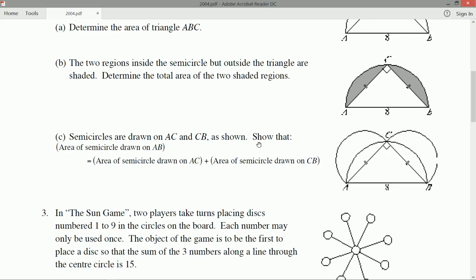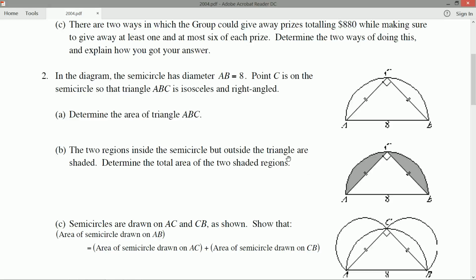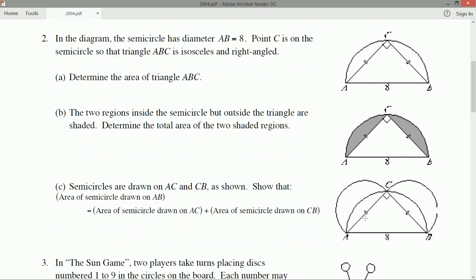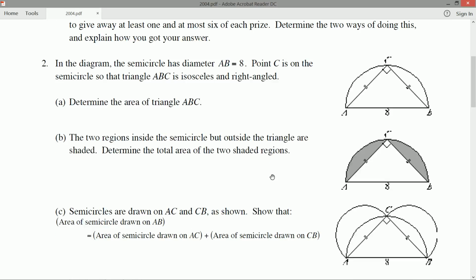In the C part, the semicircles are drawn on AC and AB as shown. There's a little gap over there, but show that the area of the semicircle drawn on AB is equal to the area of the semicircle drawn on AC plus the area of the semicircle drawn on CB. I don't really think that has a lot to do with the two parts up above, but I probably would want to know the length AC here, just because it would be a diameter, and from there I could get the radius. So definitely I think the way to do part A is figure out what AC and AB are, and then those become my base and my height, and get the area that way.